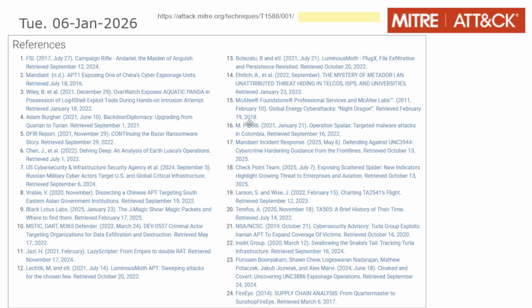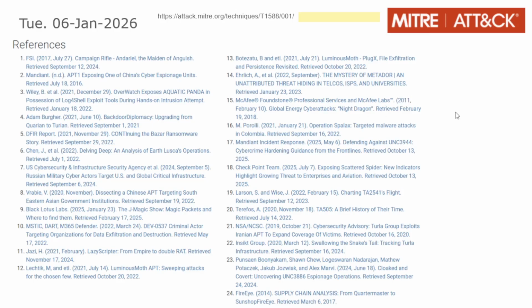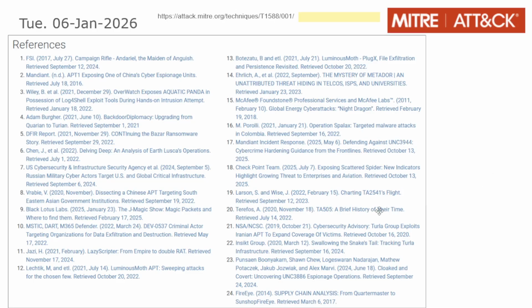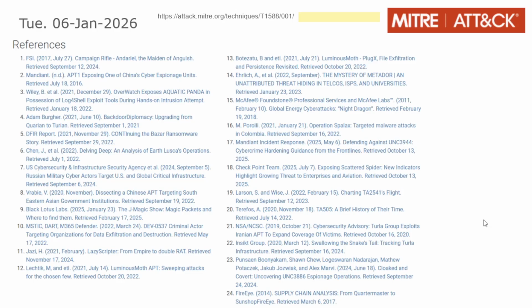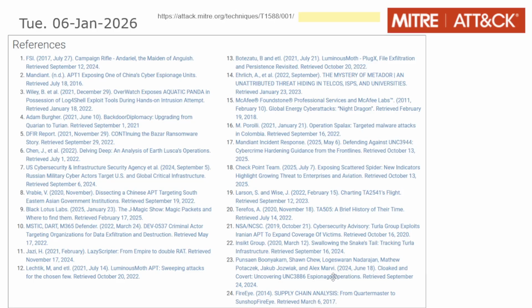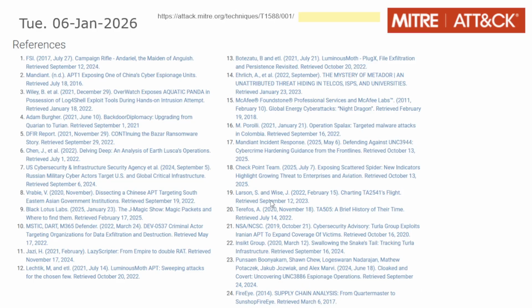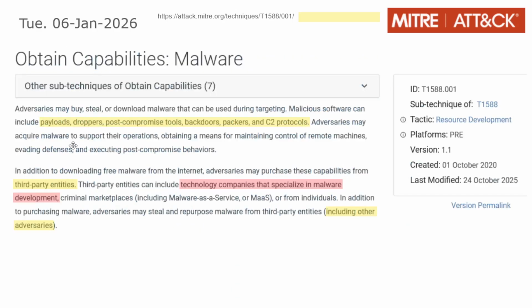Oh, it was retrieved in 2018. That thing is 15 years old. Operation Spellax, targeted malware attacks in Colombia. Again, Mandiant. Checkpoint exposing new indicators. Charting. No. Doesn't look like it. No, you guys. So there is not a single source that, at least in its title, is speaking about technology companies that specialize in malware.